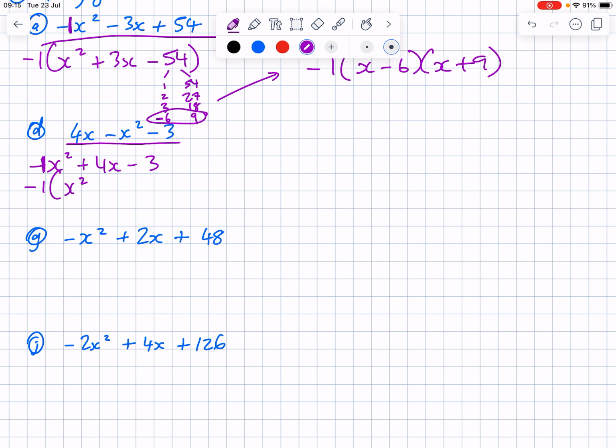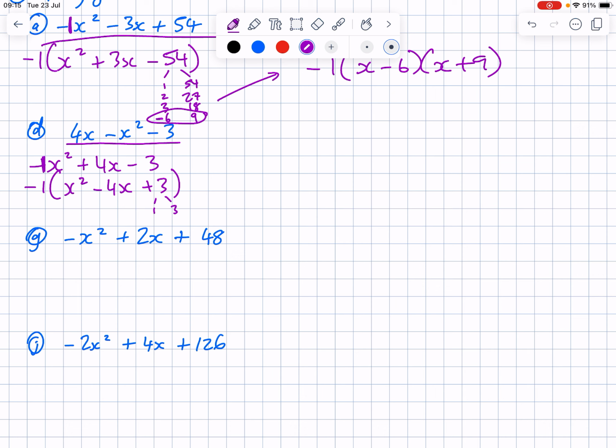What do I have to times negative 1 by to get positive 4x? It would be negative 4x. And what do I have to times negative 1 by to get negative 3? Positive 3. So I've removed negative 1 as a common factor. This is positive x squared now, so I can factorize with sum and product.